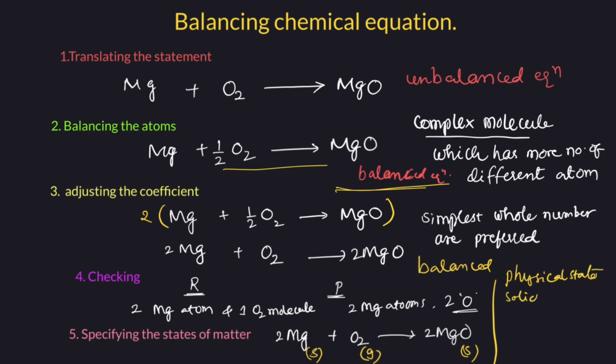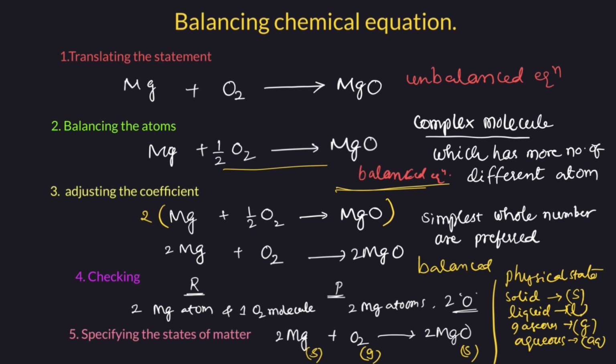Solid meaning we have to represent the S. Liquid meaning we have to represent the small l in the parenthesis, in the subscript. Next one, gaseous molecule means you have to write the G. In case aqueous, meaning you have to write AQ in the parenthesis. These are the physical states. So this is the simplest representation and balancing method of any chemical equation.